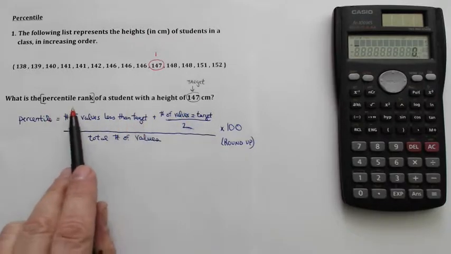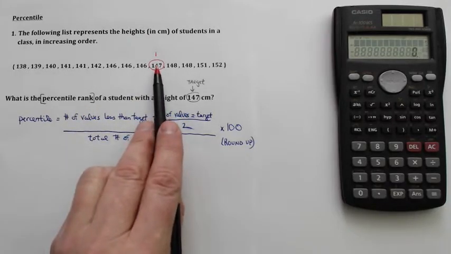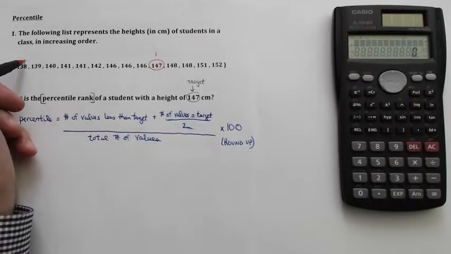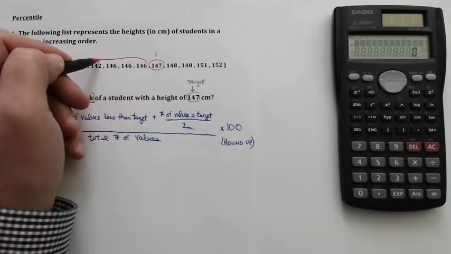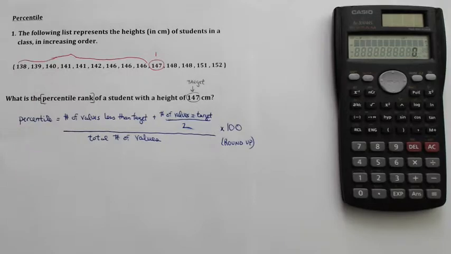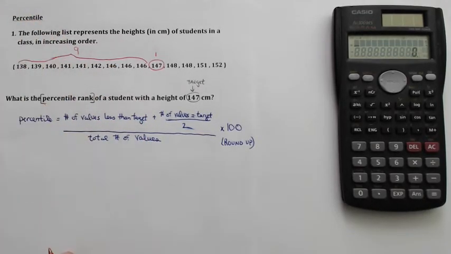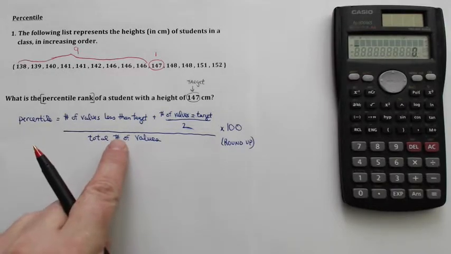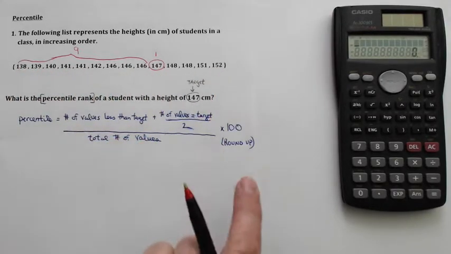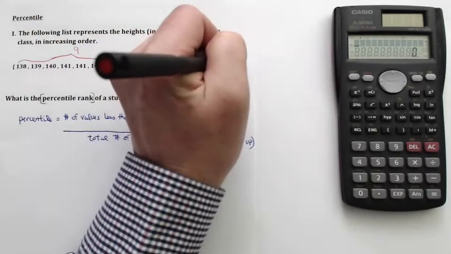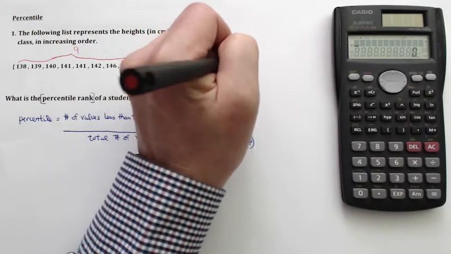We also need to know the number of values that are less than that target, so less than the 147. That's going to be made up of, since these are already in order, all of these ones over here. So if we count them out, we're going to see that there are 9 of those. And the last thing that we need to remember for the bottom part of the fraction over here is how many there are in total, and it turns out that there are a total here of 14.